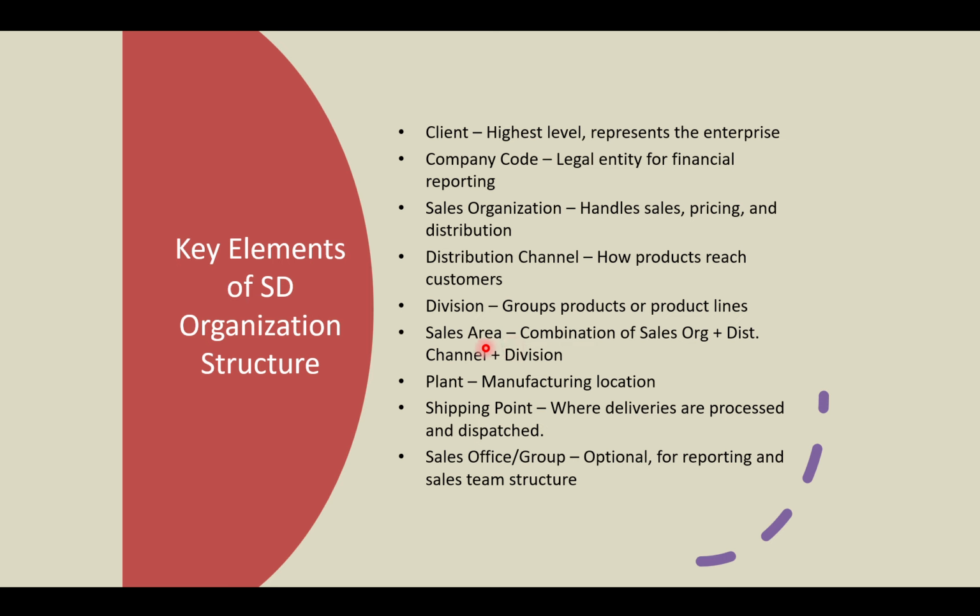And sales area is nothing but the combination of sales org, distribution channel and division. So the combination of these three will be the sales area. And we have one more point called sales line. The sales line is the combination of sales org and distribution channel. They might ask you these in interviews as well. If the interviewer asks what is sales area, you can say sales area is a combination of sales org, distribution channel, division. And if they ask what is sales line, you can say sales line is a combination of sales org and distribution channel.